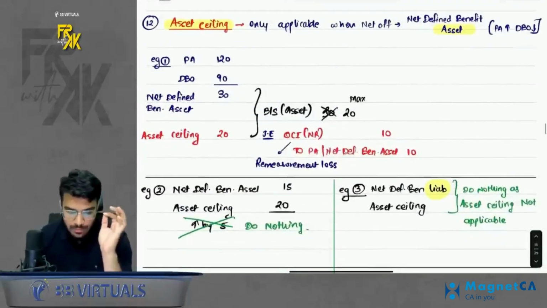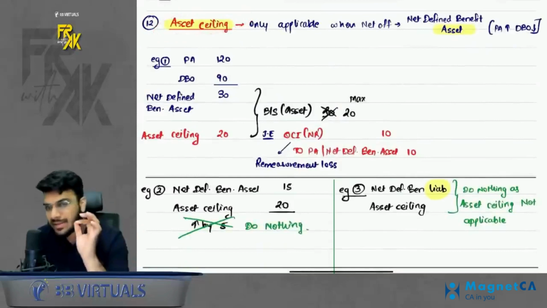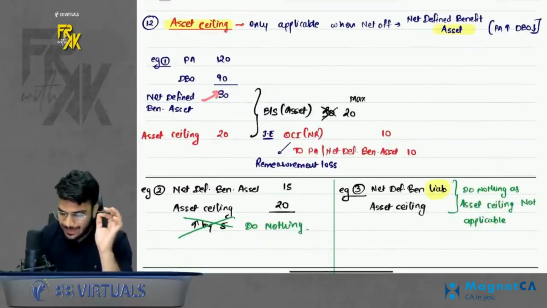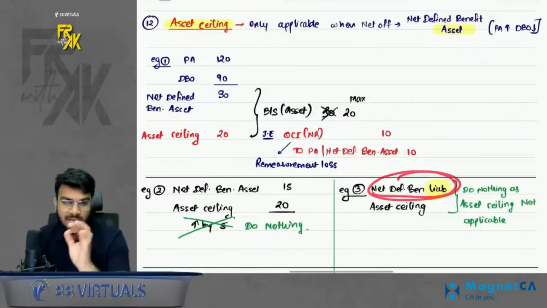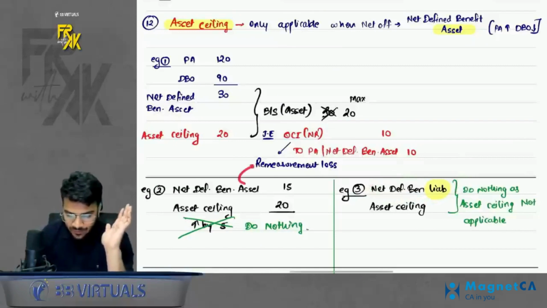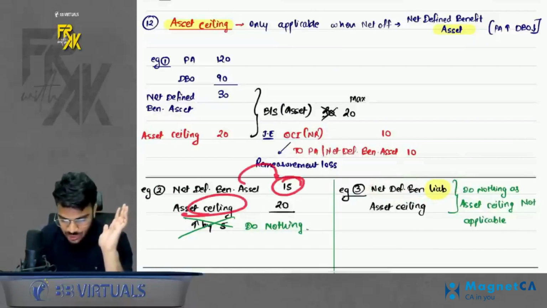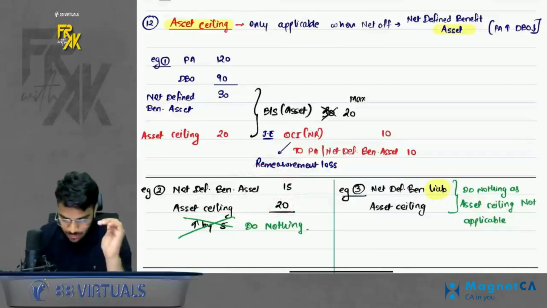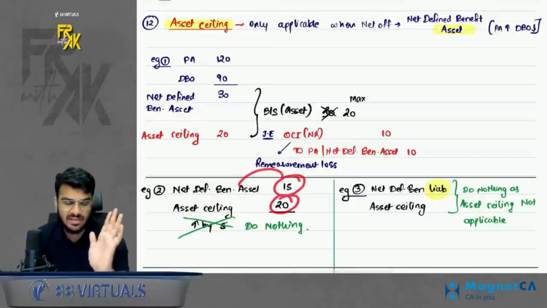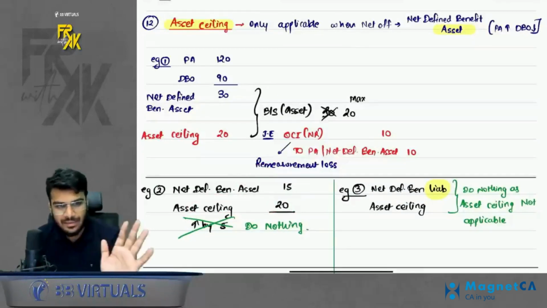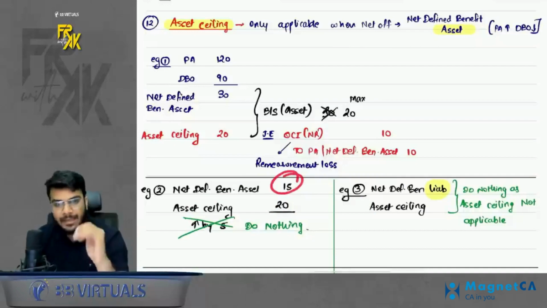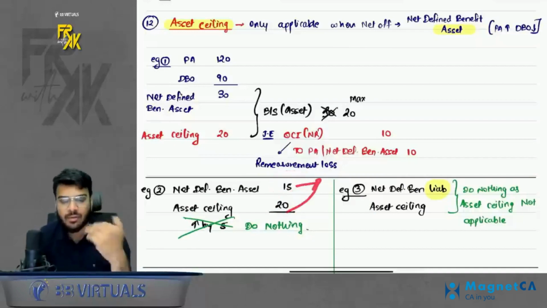Okay. Acha, do remember this asset ceiling is only applicable when there is a net defined benefit asset. In case if there is a net defined benefit liability, it is not applicable. Second, if the net defined benefit asset is 15 and the asset ceiling is 20, no problem, because your net asset is already within the limits of asset ceiling. Don't increase it, we will keep at 15 only. The issue is when this is higher than asset ceiling, then we have to reduce it.